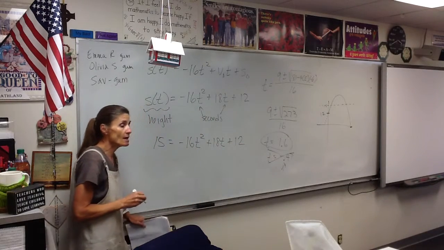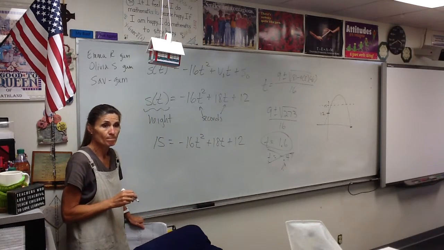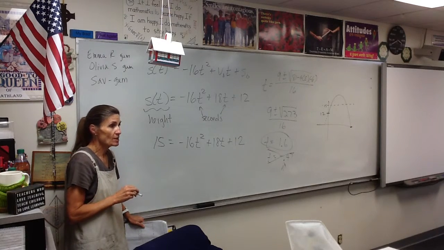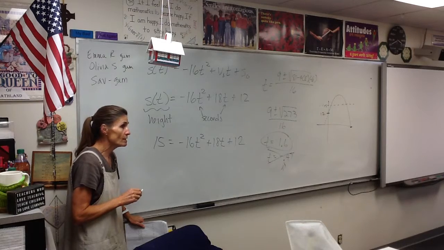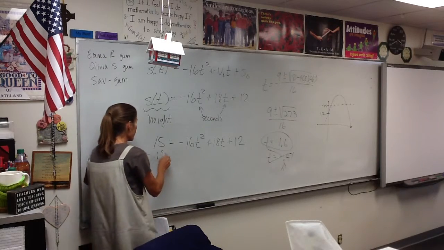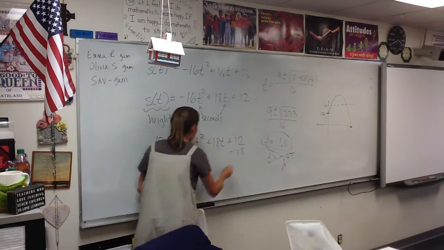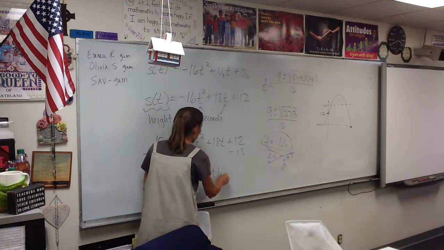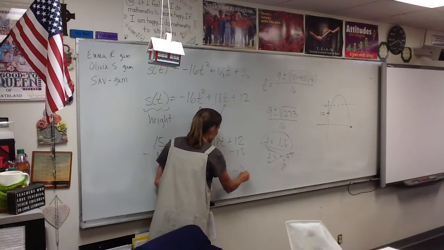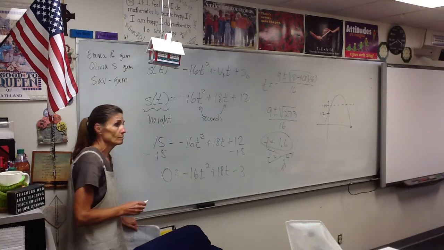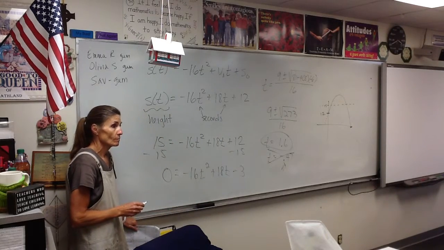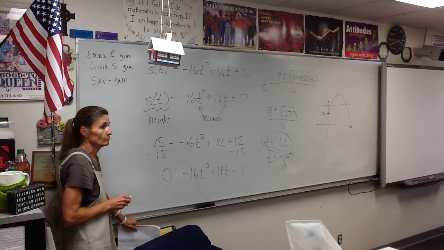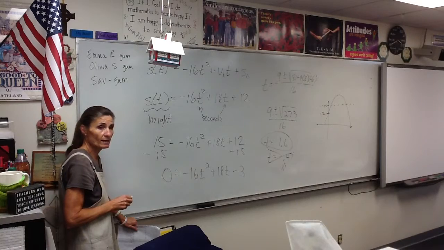Is that another quadratic equation? Yes. Before you solve it, you've got to get it equal to 0. So we're going to subtract 15 from both sides. So we have negative 16t squared plus 18t minus 3. Can I reduce that one at all? No, I'm kind of stuck with it, right?